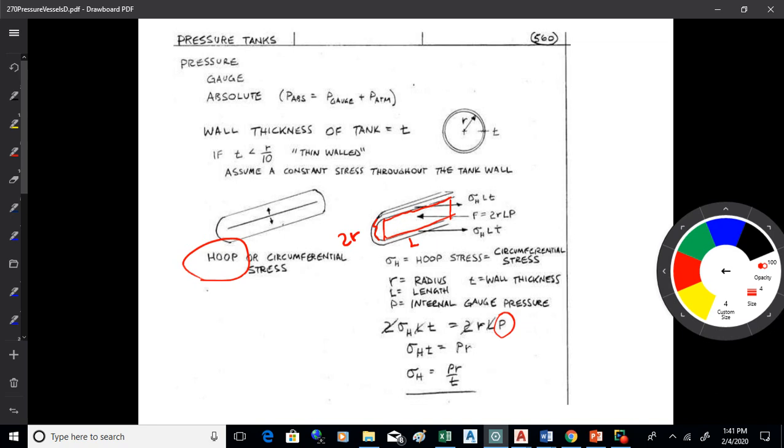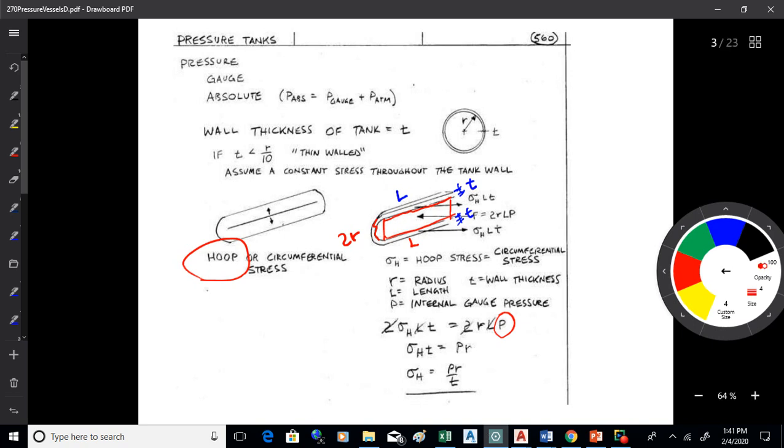Now, reacting against that, you have two areas equal to L times T, with T being the wall thickness of the tank. So there's 2 times L times T, that's the area. And then you have the stress in the tank wall going back the other direction. So you get 2 times the stress times L times T is equal to 2 times the radius times L times P, the internal pressure.